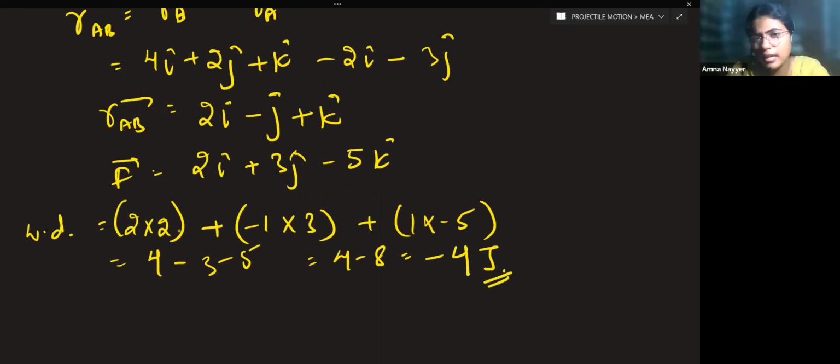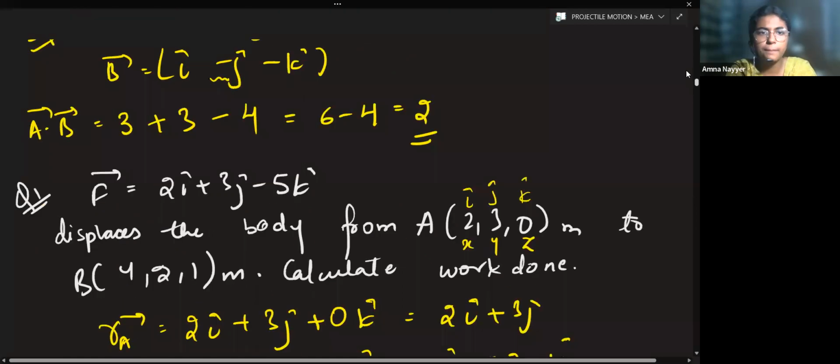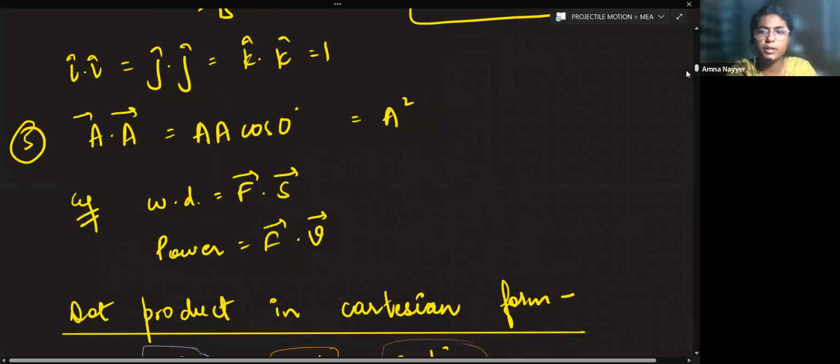All right, guys, like this you have to solve the questions based on the Cartesian form. So note down the Cartesian form as well. From here you have to write it down.